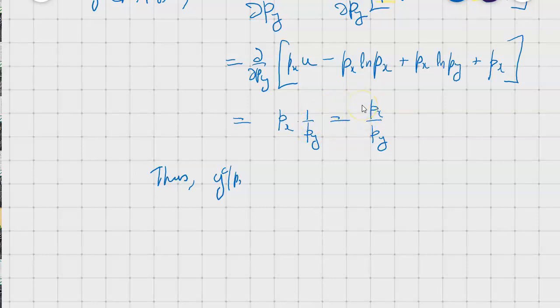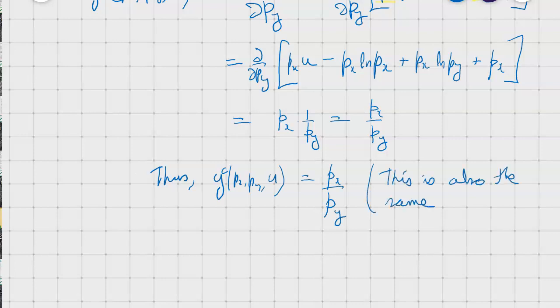So in this quasi-linear function, we find this interesting observation that our compensated demand function is actually the same as our Marshallian demand function. And this is a unique property because there is no income effect. So because of no income effect, the compensated demand function and Marshallian demand function are identical.